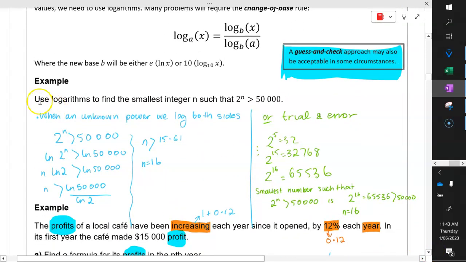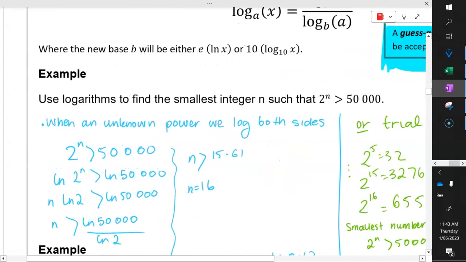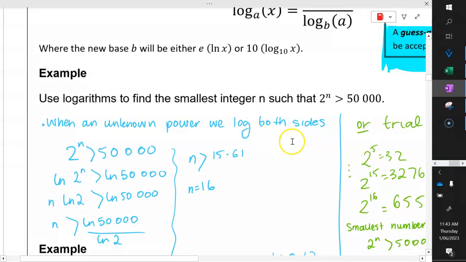Okay, so let's have a look at the first question here. It says to use logarithms to find the smallest such integer n, integer is just a whole number in this case, such that 2^n is greater than 50,000. Okay, so like I just said, when there's an unknown power, we need to log both sides, and that's what I'd like you to do in these equations.